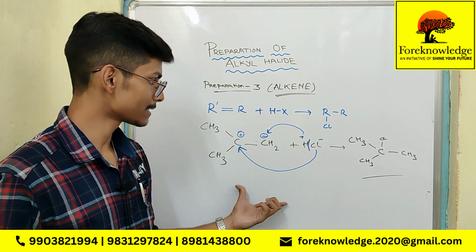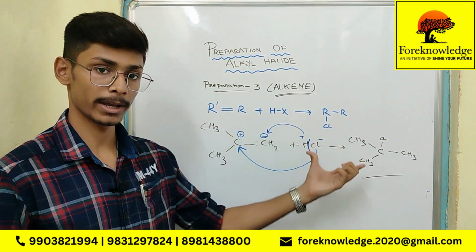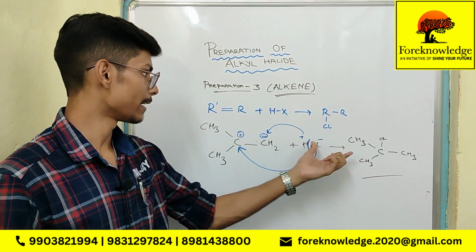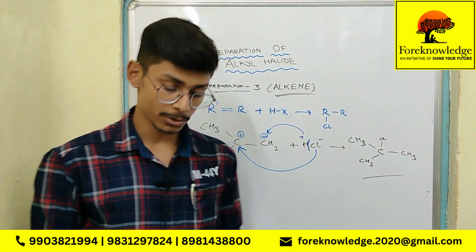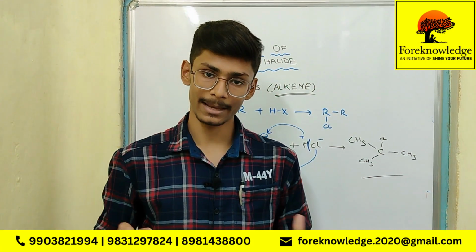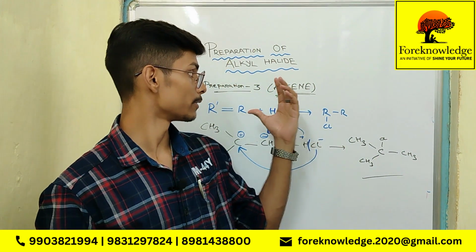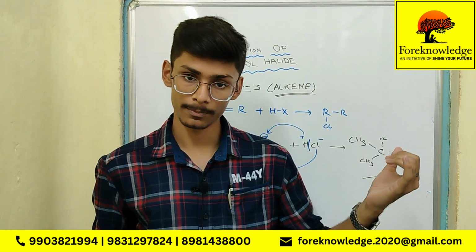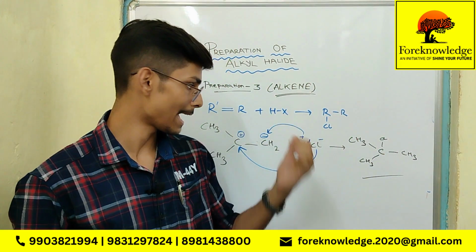So this is the final product. So by this process, you will get alkyl halide from alkene. So this was all about 3 types of preparations: how we will get alkyl halide from alcohol, from carboxylic acid and from alkene.